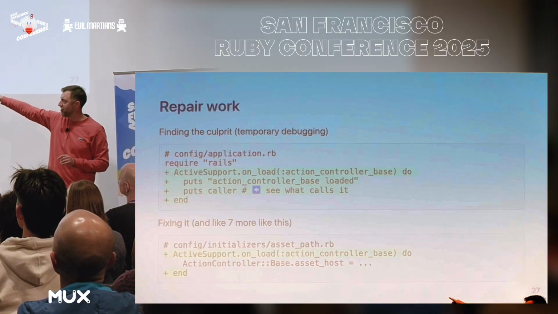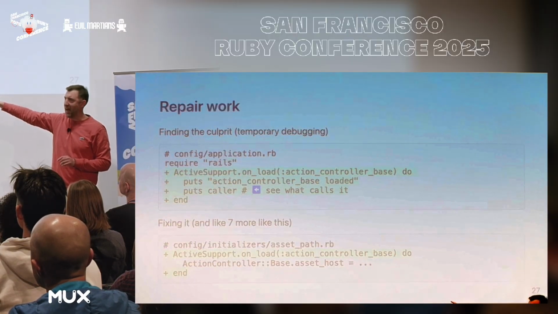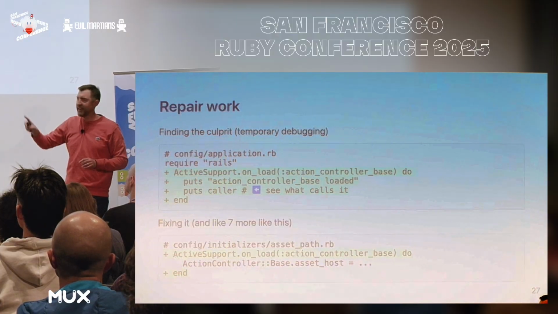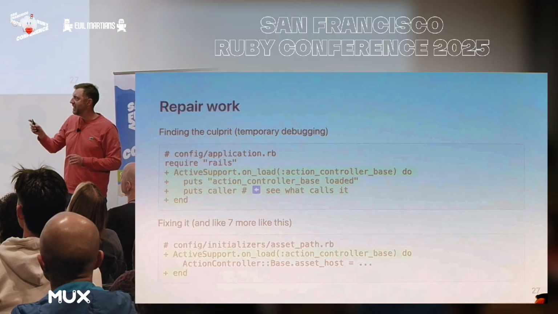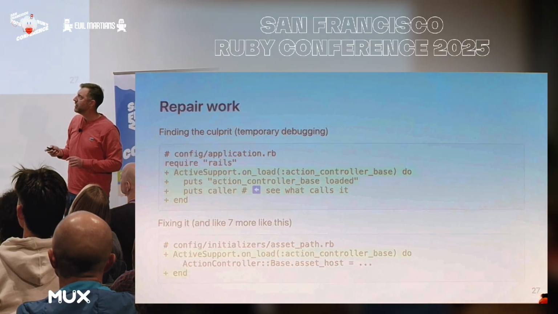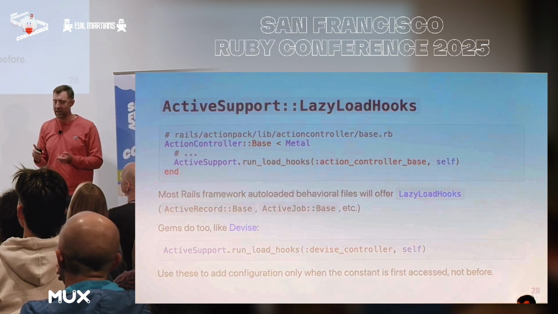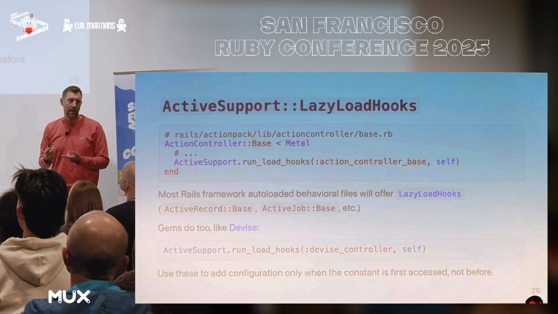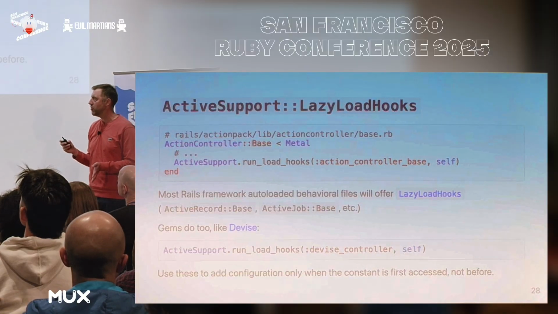And we discovered there was an initializer that was setting this property asset host. I think this actually was part of Rails generators a decade ago. And so in order to fix that, we just wrapped it with an Active Support load hook. So to say, don't call that until ActionController::Base is loaded. And so this is Active Support lazy load hooks. Most of Rails' autoloaded constants will have a lazy load hook that's defined for it. All of those, Active Job Base, Action Controller Base, all of them have one of these load hooks.